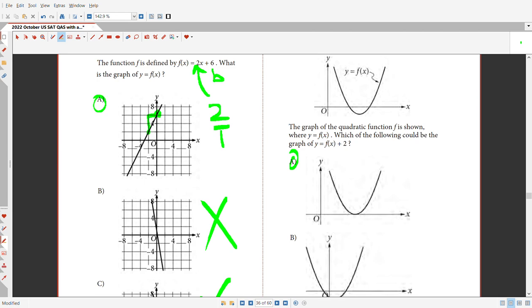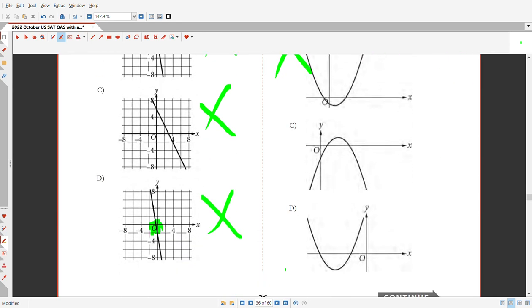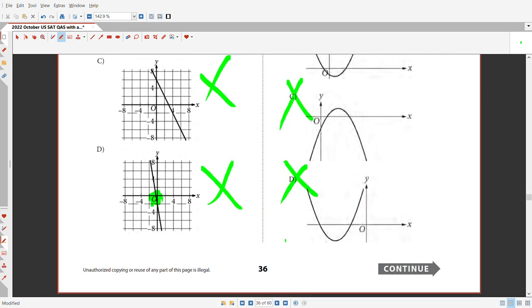Number 5, we're going to take this graph and move it up 2. So definitely the vertex is going to be on the x-axis or above it. So B is out, C's turned upside down, and this shifted the wrong way, so the answer is A.